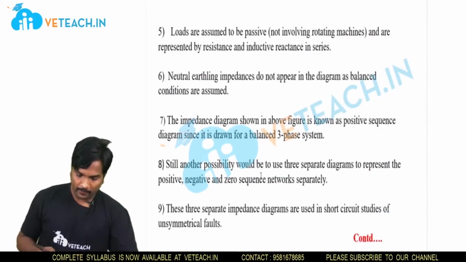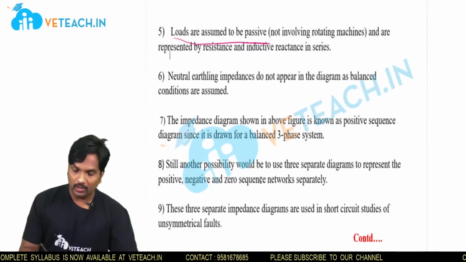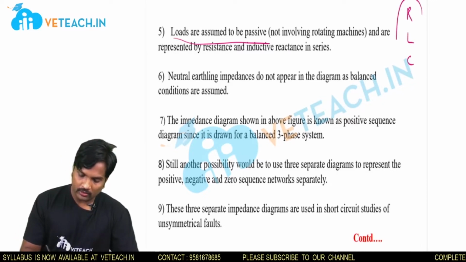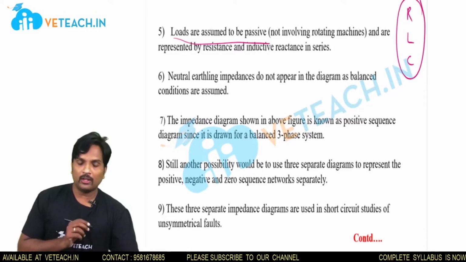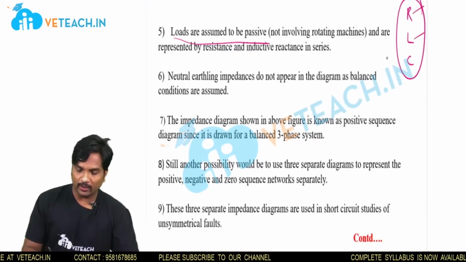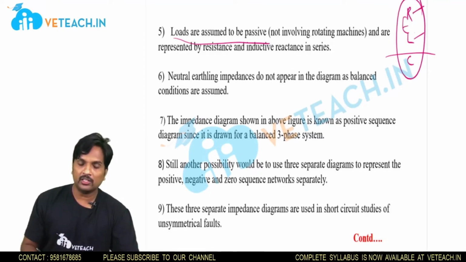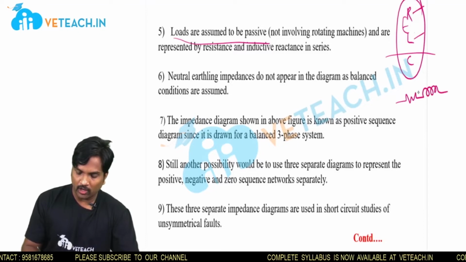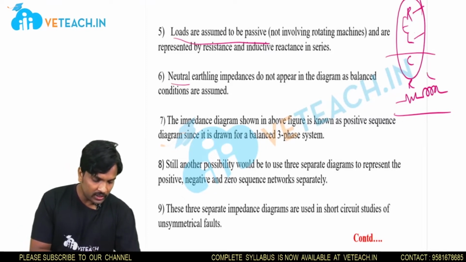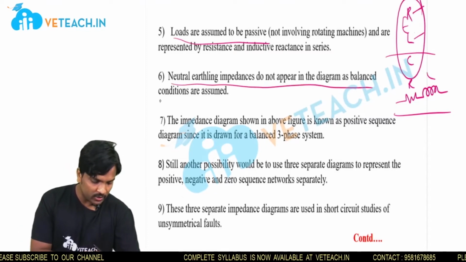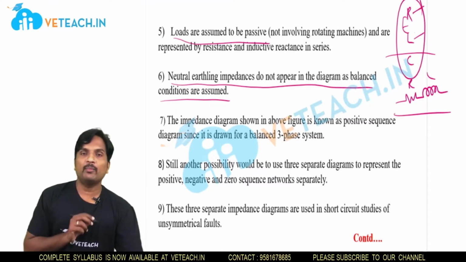Loads are assumed to be passive. Passive means passive elements. What are the passive elements? R, L, C. These three are passive elements. We represent the loads with their resistance and inductance, which are connected in series. That is like this. The loads are represented in the form of an RL series. Neutral earthing impedances do not appear in the diagram as balanced conditions are assumed. So if you have neutral earthing impedances, those are neglected in impedance diagrams.